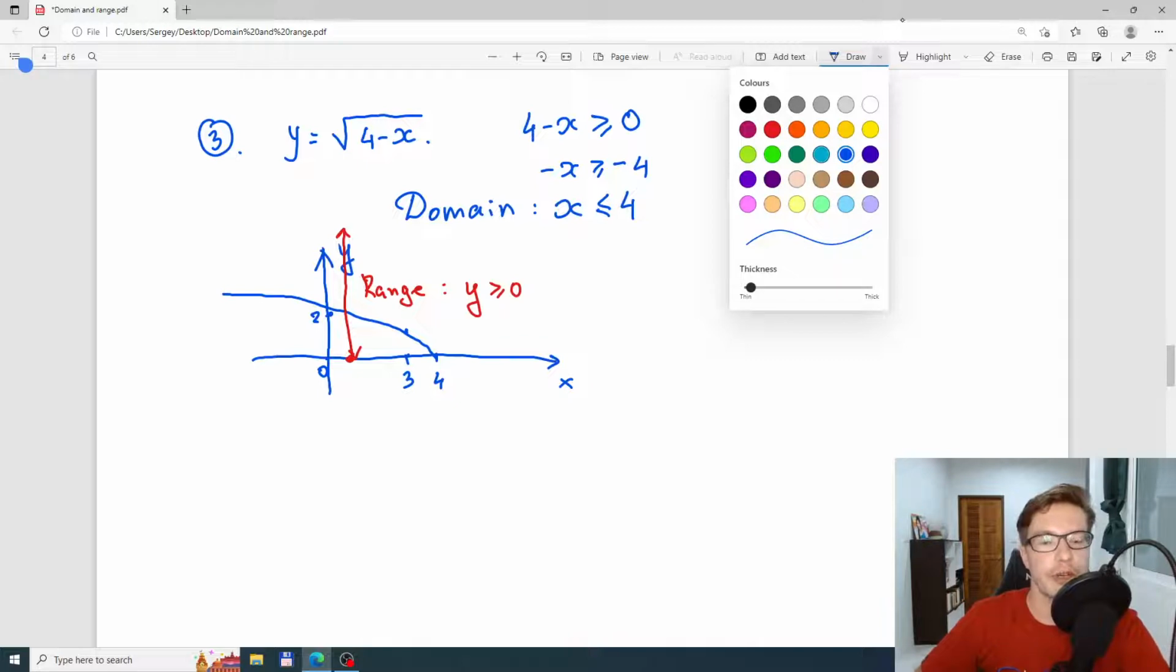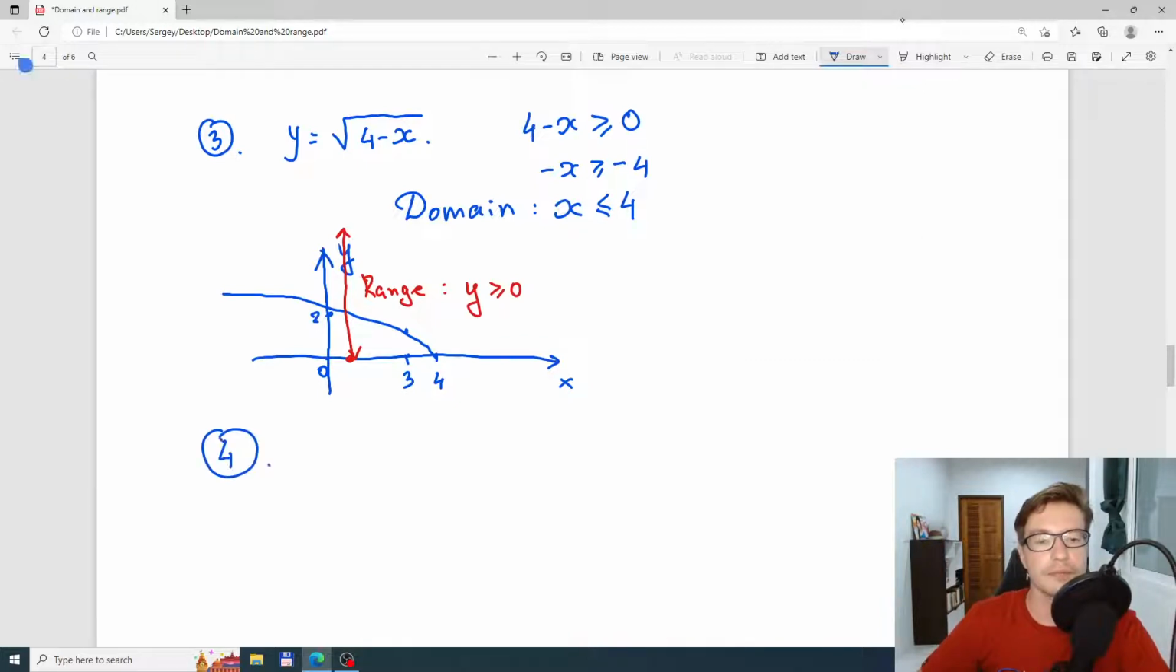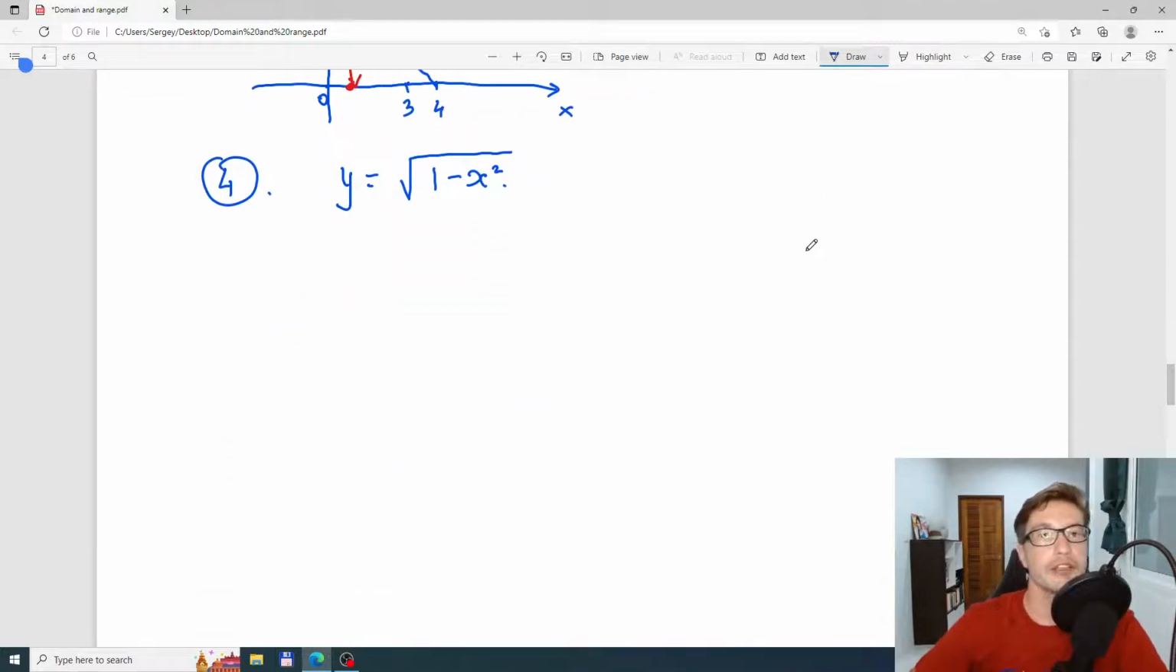Next example. Again, square root. Square root of 1 minus x squared. Again, we have the square root, and the expression under the square root cannot be negative. So that means 1 minus x squared must be bigger or equal than 0. Now this time we have the quadratic inequality, and in order to solve it, we'll have to sketch the quadratic function.